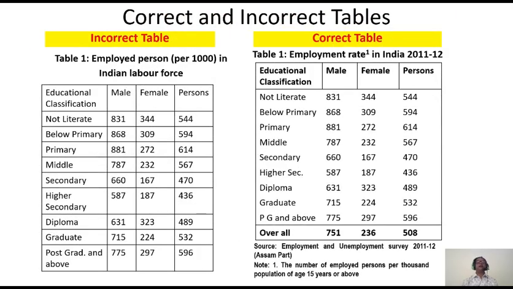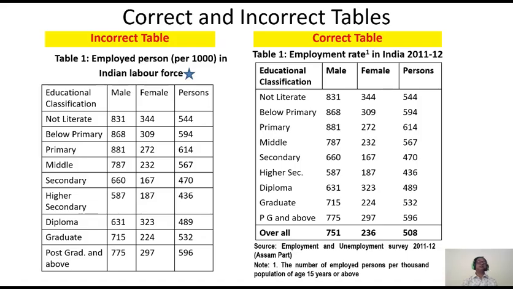Here, actually, there are two tables where we bring in all these things which we have discussed. Now, initially, when you look at this, it seems both the tables seem good. But let us look at what are the things in the incorrect table.